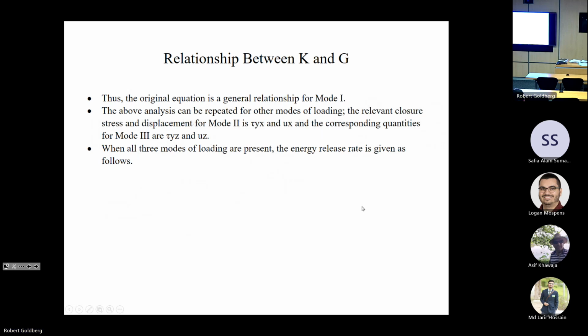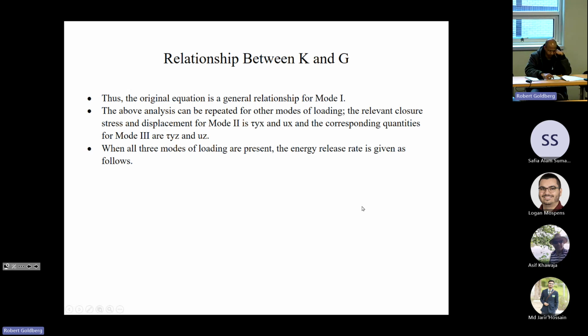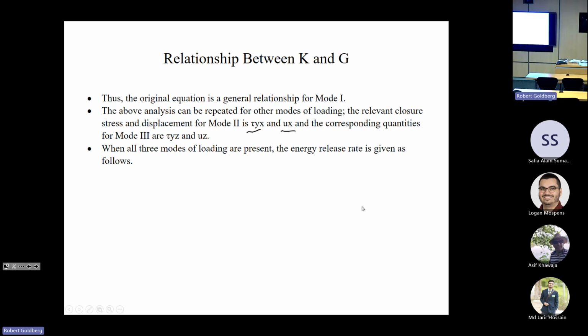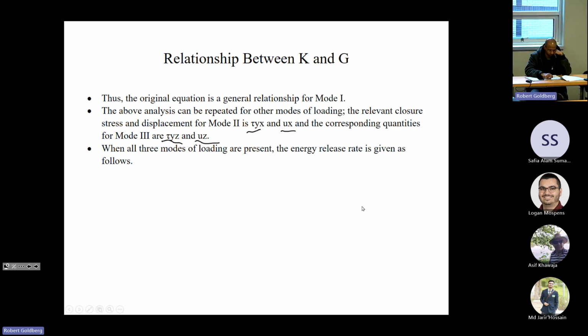And you can go through the same type of analysis for other types of loading. So if you do mode 2, you do the in-plane shear stress and the displacement in the x direction, because it's x, y. For mode 3, it's the transverse shear stress and the out-of-plane displacement.